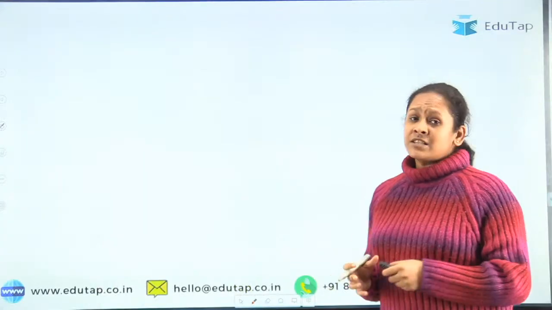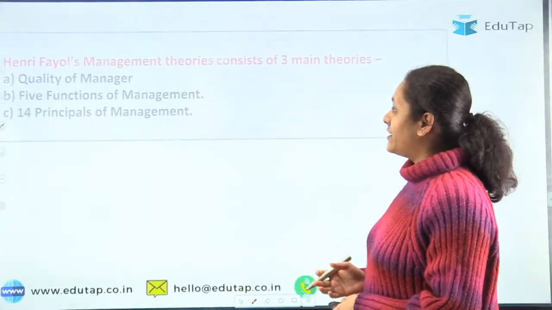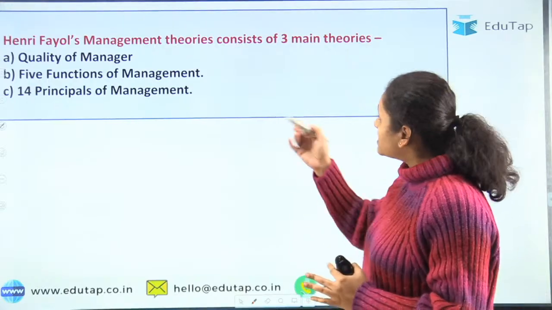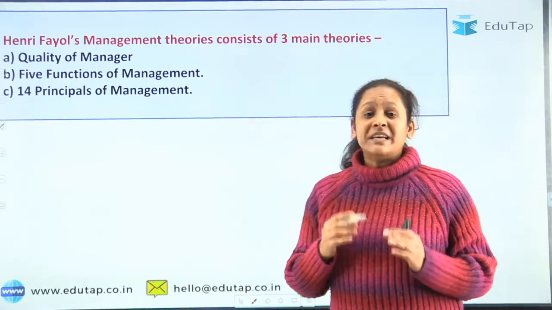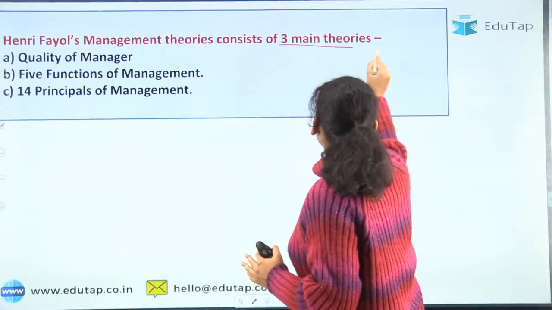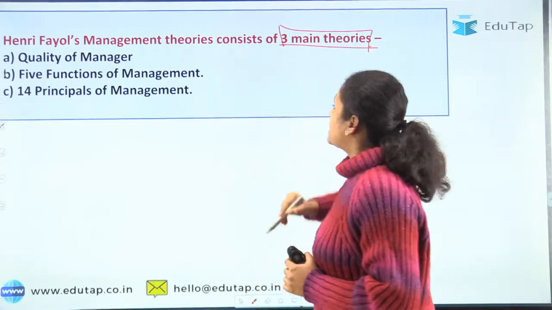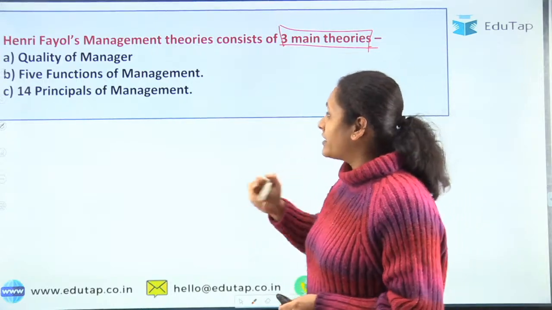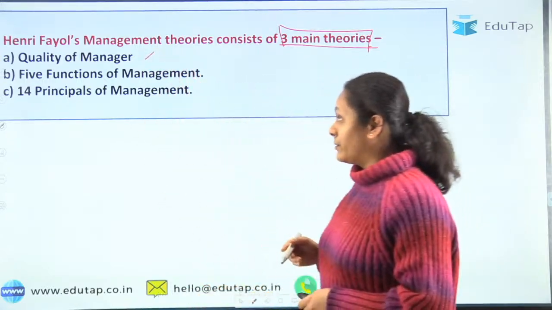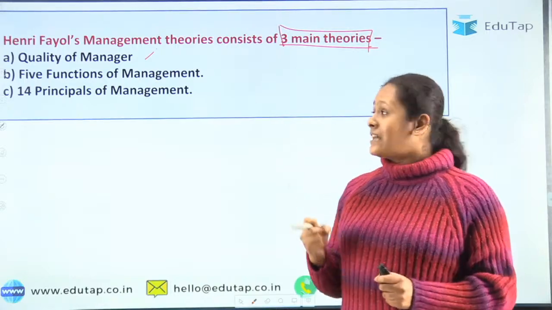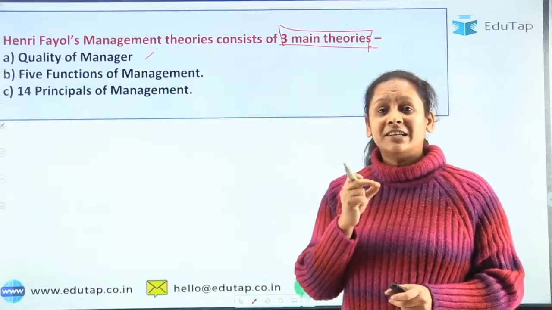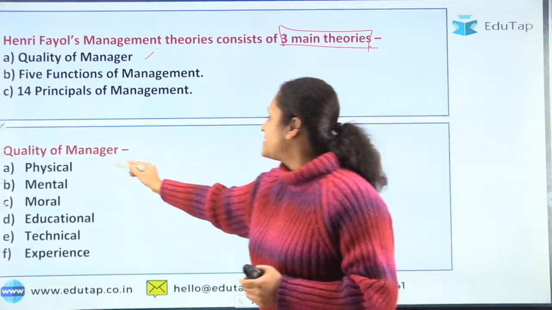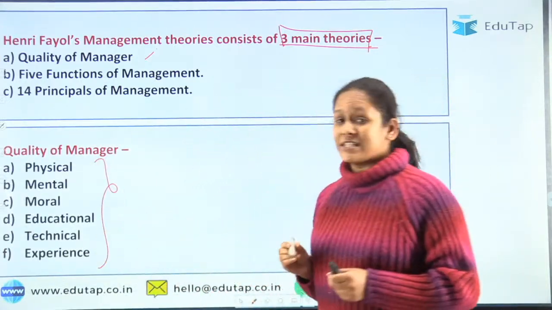So let's move ahead and understand that according to Henry Fayol, his management theory could be subdivided into three main theories. Now let us understand these three main theories in detail. The first category was quality of manager. Henry Fayol said that a manager should possess certain qualities. And what are those qualities? These are the qualities which a manager should generally possess.